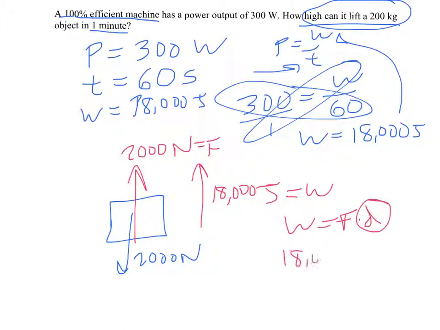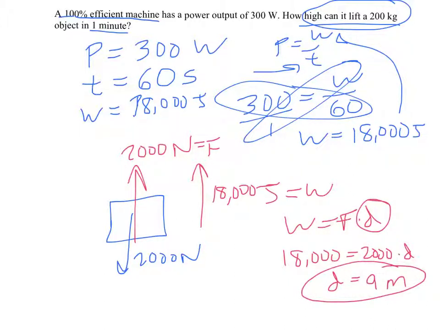So 18,000 joules equals 2,000 times d. Solving for d, we get 9 meters. And so that is our answer. It is 9 meters is how high we can lift this in 1 minute. So really it's just two problems in one. It's a power problem to find the work, and then it's a work problem to find the distance.